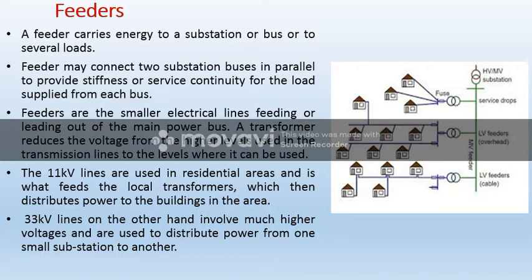A power transformer reduces the voltage from the higher levels used in the transmission lines to the levels where it can be used. 11 kV lines are used in residential areas and feed the local transformers, which then distribute power to the buildings in the area. 33 kV lines, on the other hand, involve much higher voltages and are used to distribute power from one small substation to another.